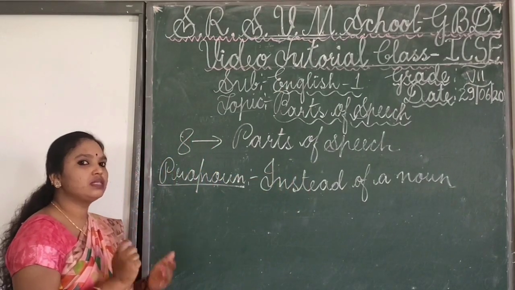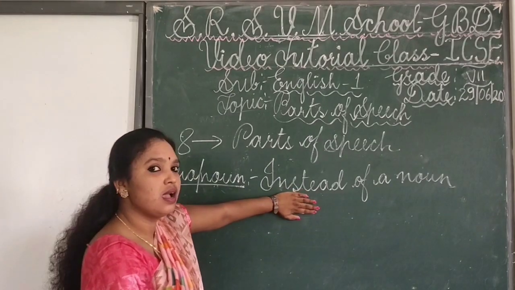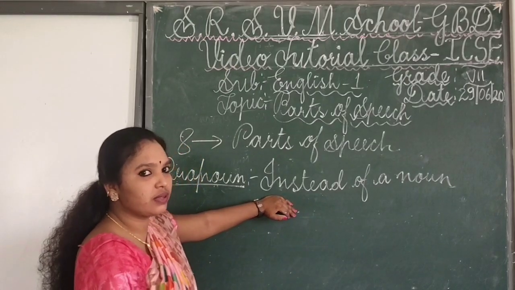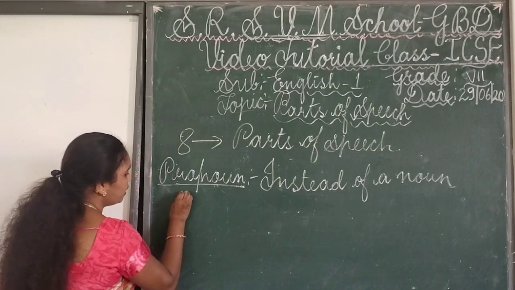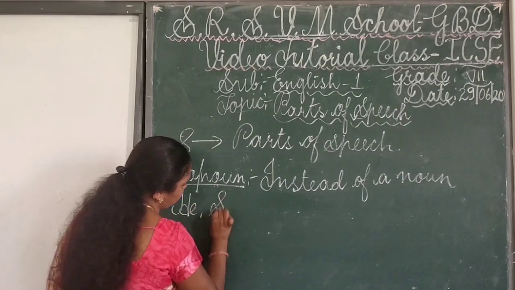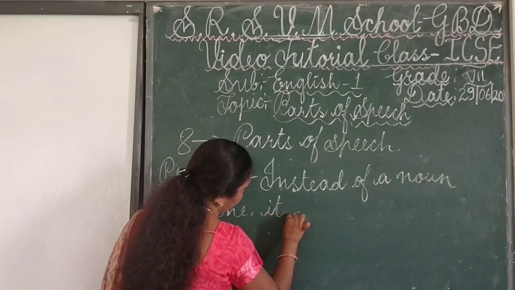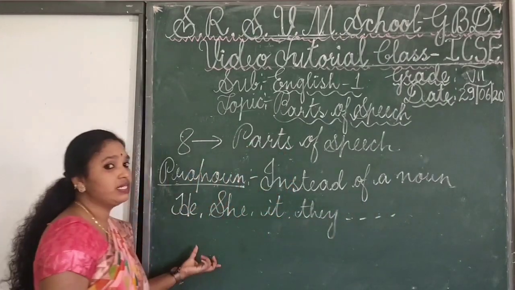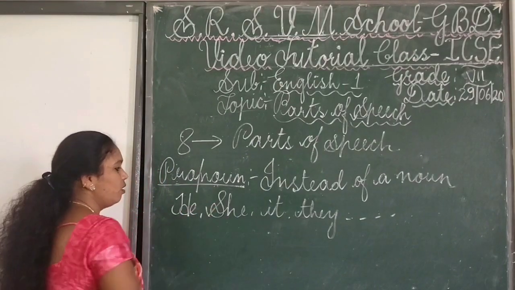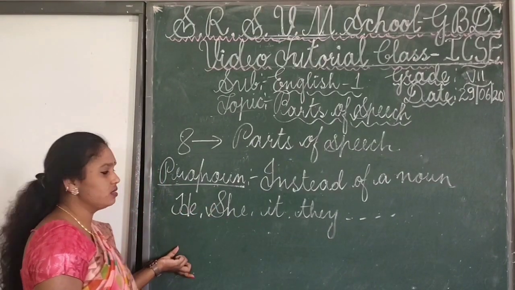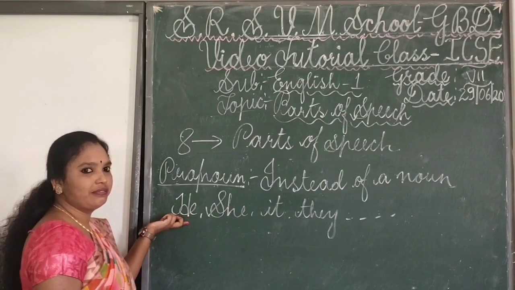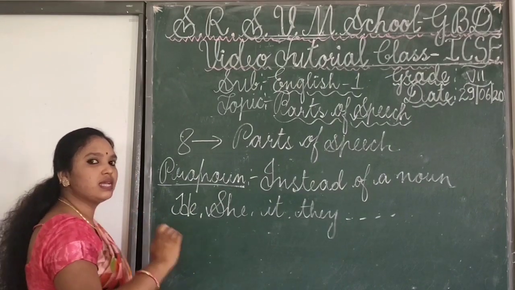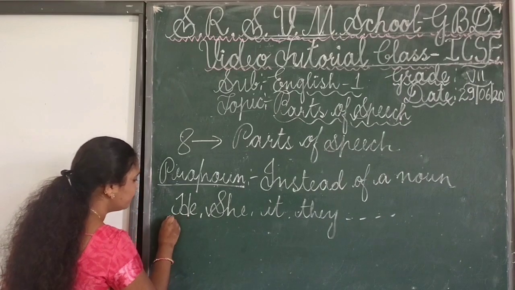For an example, what is a pronoun? I said it's a word that is used instead of a noun. What are the words you can use? You can use words like he, she, it, they, and there are other words too. For an example, he. He is used in male cases. When I use the male gender, I should use the word he.